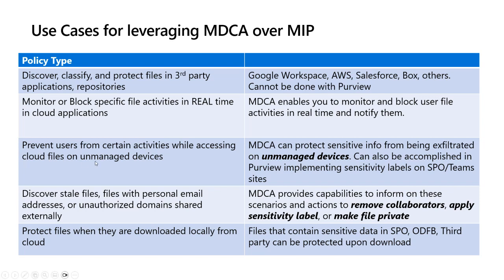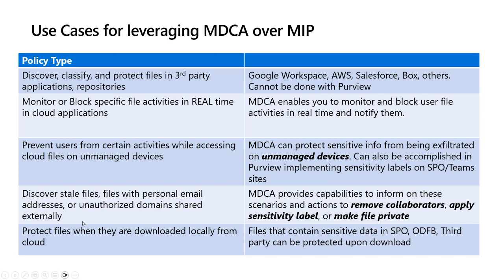Also, if you want to prevent users from doing certain activities while they're accessing cloud files on unmanaged devices, this is probably, I would say, the number one use case I see with my government customers. All of these I've seen, but this gets asked a lot about. Well, the key here is this can be done with Microsoft Defender for Cloud Apps. Simple policy that can be created. There's something similar that can be done also with Microsoft Purview. If you put a sensitivity label on a SharePoint site or a Teams site, you can get much of this functionality as well.